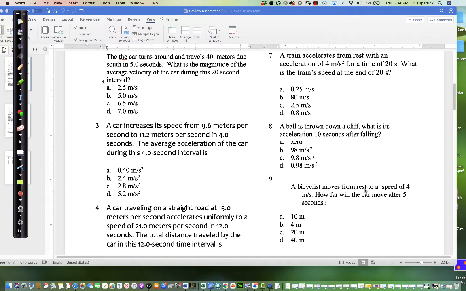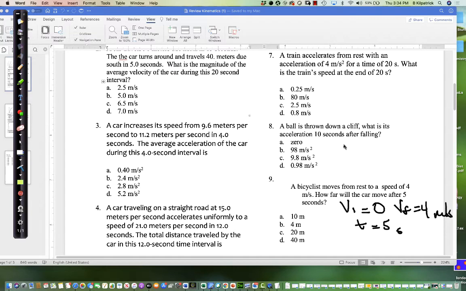A bicyclist moves from rest to a speed of 4 meters per second. How far will the car move after 5 seconds? There is a typo in the answers here. So, what do you have to solve for first here? Acceleration. Okay, so you have initial velocity of what? 0. Final velocity of? 4 meters per second. And then we have a time of 5 seconds.